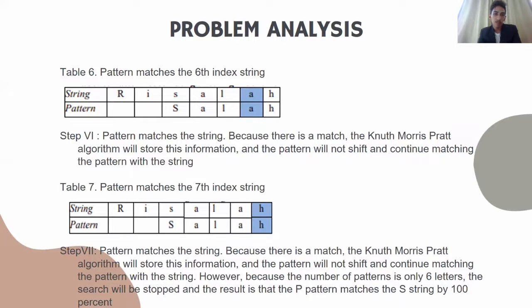For table number 7, the pattern matches the 7th index of the string. And for step number 7, mostly it has the same steps as number 6 and number 5, but it has some differences. I will explain it for step number 7. Because the pattern has only 6 letters, the search will be stopped and the result is that the pattern P matches the string S by 100%. That's the only difference.